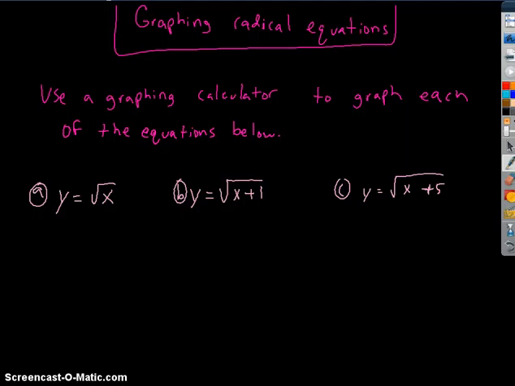So pause the video, write down all three of these equations, and take out a graphing calculator. I'll graph them all on the same graph. And I want you to notice what's happening from the square root of x to the square root of x plus 1 to the square root of x plus 5, how that graph actually changes from one equation to the next. So go ahead, pause the video, and come back to me after you have done all those.